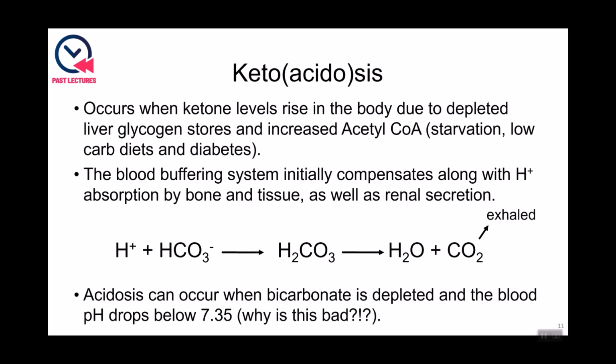But when your blood pH drops, usually below 7.35, this really can have huge consequences. So just take a second and think about what you've learned so far in this course. Can you think about why an abundance of protons can be bad biochemically?